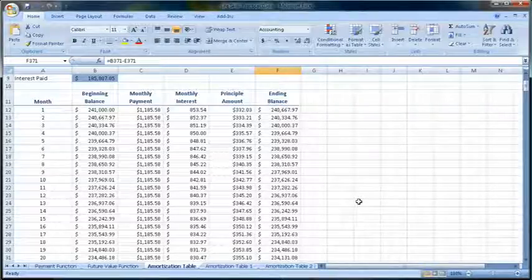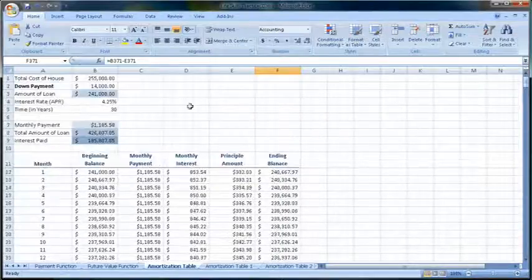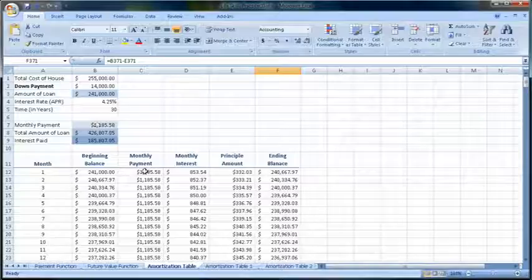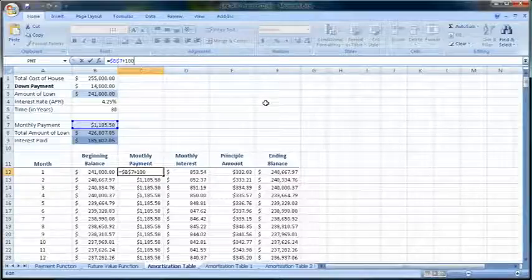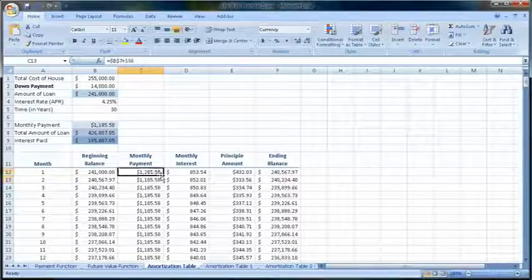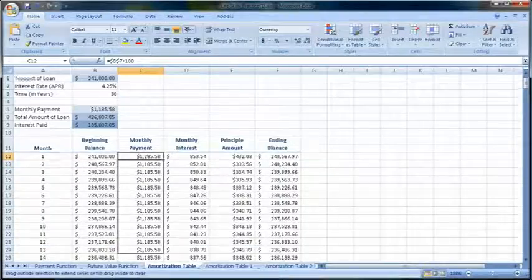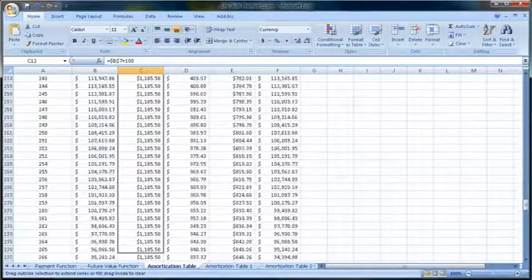So out of curiosity, let's leave these 360 payments, and let's just see what happens if I was able to take this monthly payment here and just add $100 a month to the payment that I'm supposed to make. So in this case, my value goes from $11.85 to $12.85. I'm going to fill this down all the way down to 360.